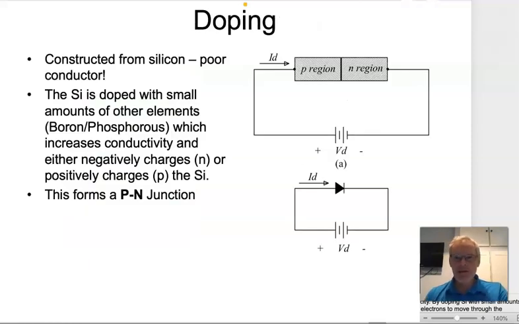So a diode in the first instance is effectively doped silicon, and it's doped to basically increase its conductivity. But when we dope the silicon, we end up with two regions, a P region and an N region, and this is why often you hear things referred to as a PN junction or a PN diode. The P region we often refer to as the anode, and the N region as the cathode. And it's these two points that determine how the diode is going to operate when we connect it to a power supply.